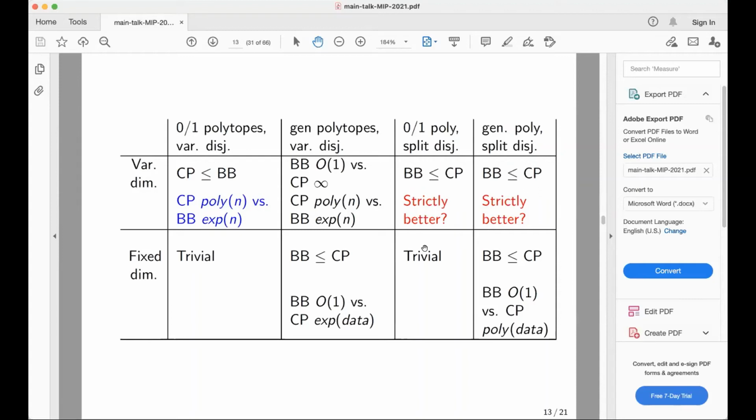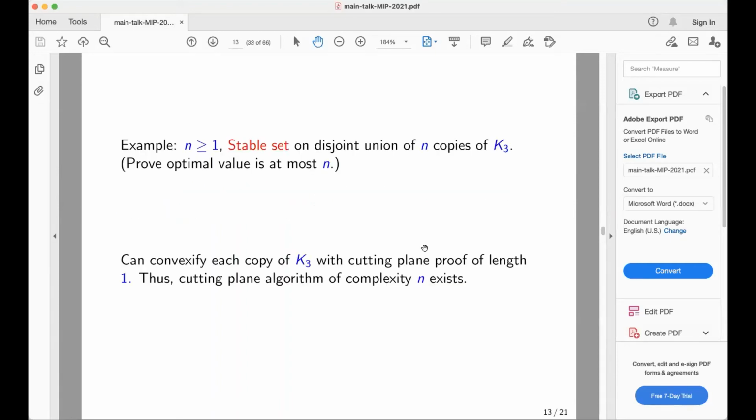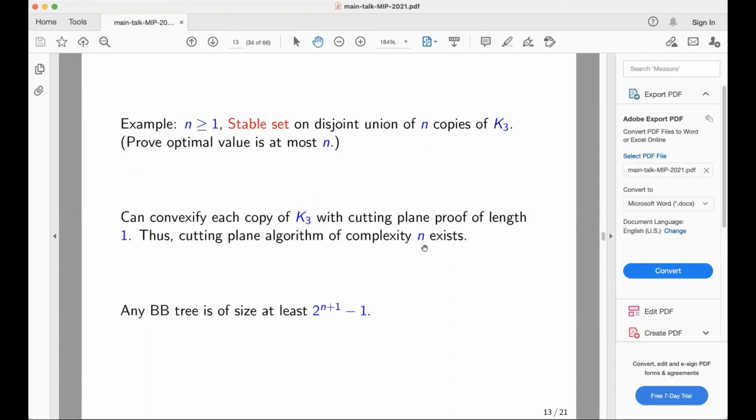Okay. So it shows that while cutting planes can always do at least as well as branch and bound, on certain instances like stable set instances, you can actually be much better using lift and project cuts. There are many examples, and this is I think the simplest example we came up with. It's a stable set on a disjoint union of triangles, n triangles. It's easy to see that you can convexify each of these individual polytopes with cutting planes. So there's a cutting plane algorithm of complexity n, and you can also show with some analysis that any branch and bound tree that solves this problem has size at least 2 to the n.